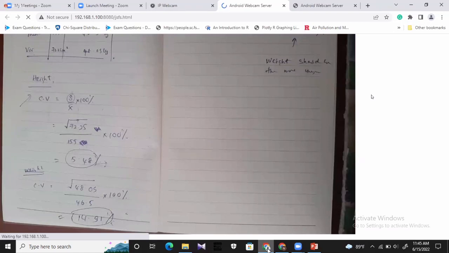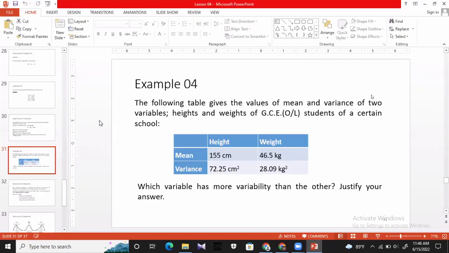Interpretation is really important. If you have a calculator and a data set, you know how to find these coefficients of variation, mean values, variances. But comparison or the conclusion is important in statistics. I hope you all understood how to find coefficient of variation for different variables.